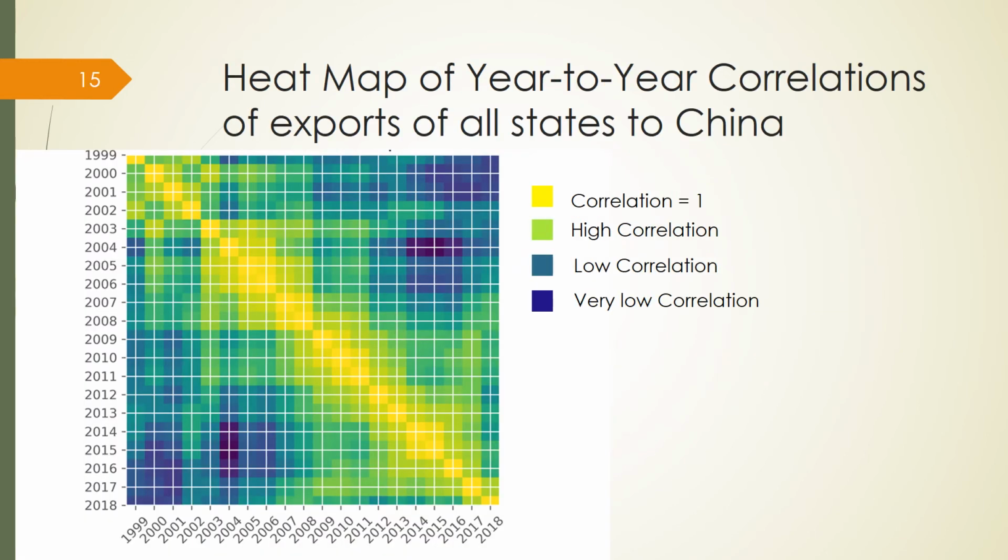To understand the role of China joining the WTO in 2001, here is a so-called heat map showing the year-to-year correlations of exports from all states to China. Clearly, there is a substantial change in the pattern at this point.